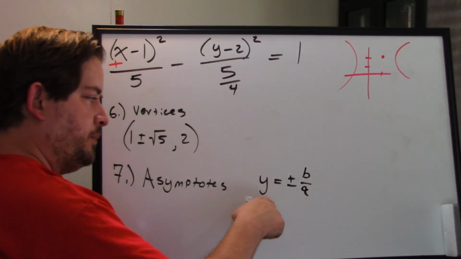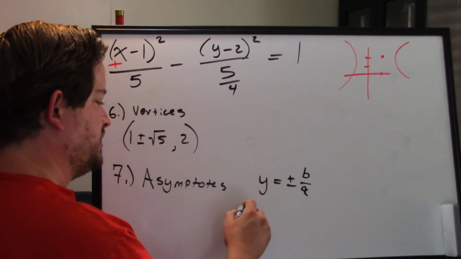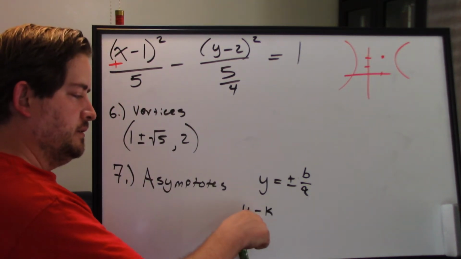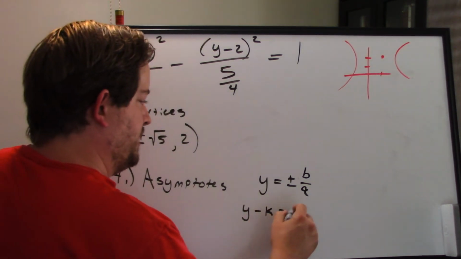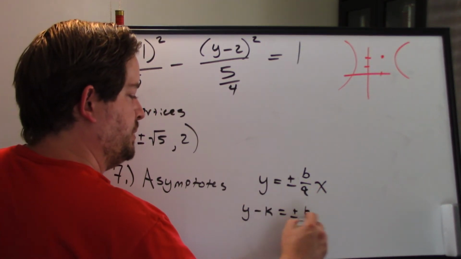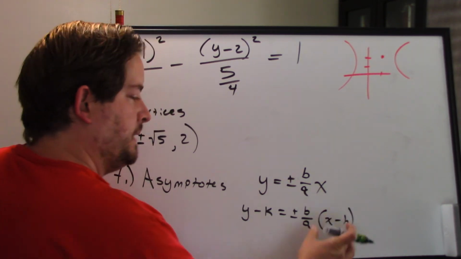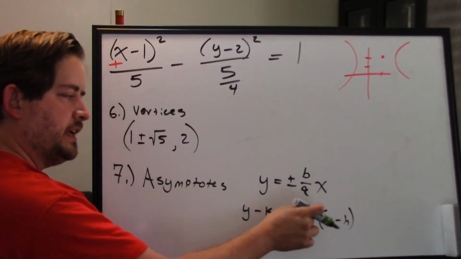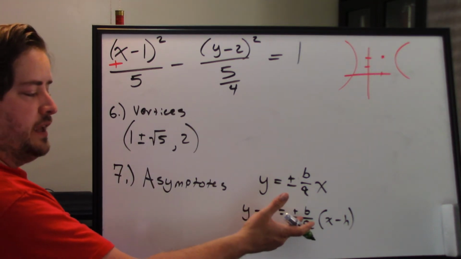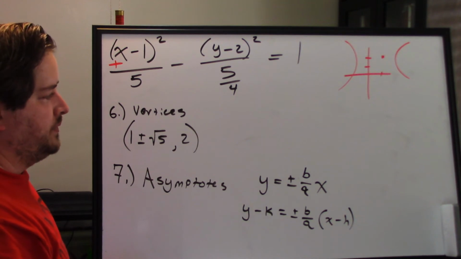Right? But now that we've shifted it, we can still just shift this line. And that line gets shifted kind of in the same way you would think so, right? Y minus k equals plus or minus, that should have been an x up there, b over a times (x minus h), right? X minus h is in parentheses, that b over a affects it. So I really want to figure out what b over a is, and then I can just plug in h and k into this, and I'm done, right?